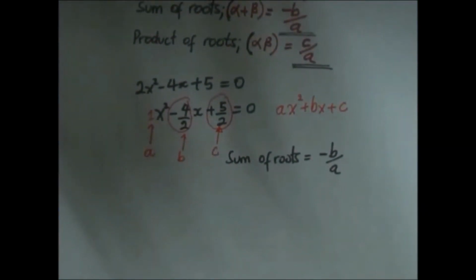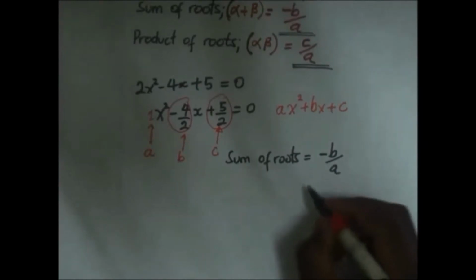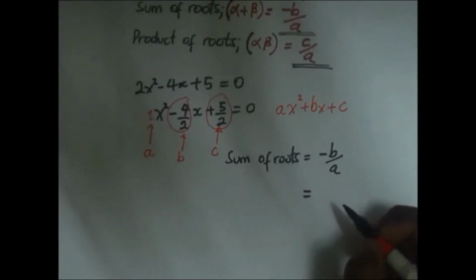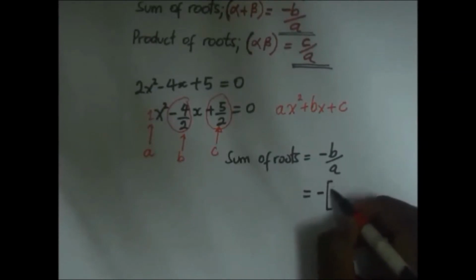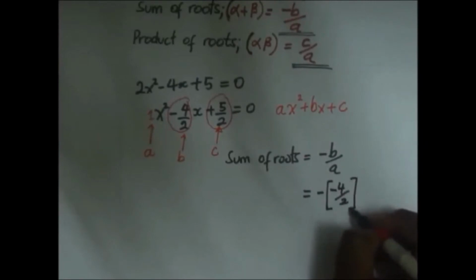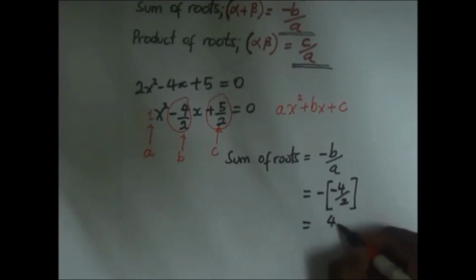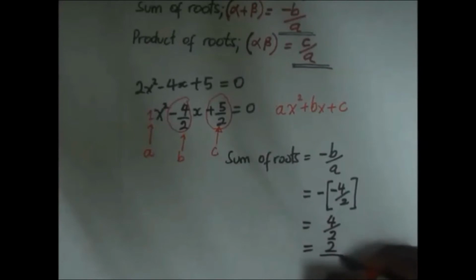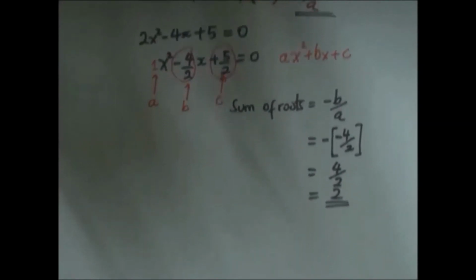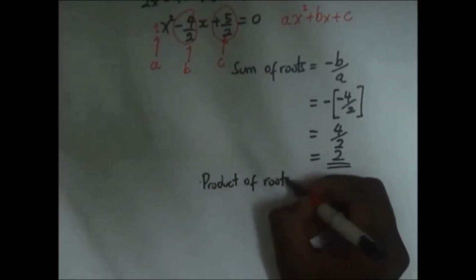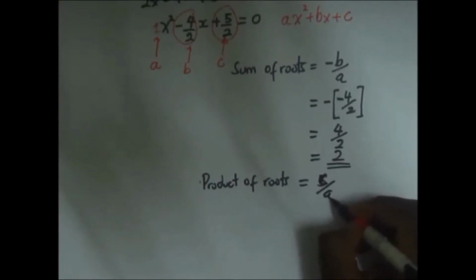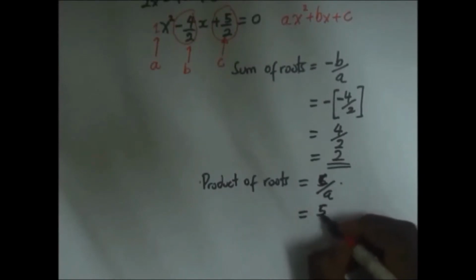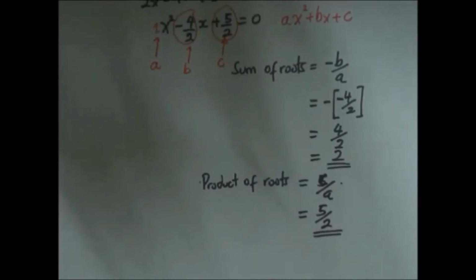That's the sum of roots, negative b over a. So if the sum of the roots is negative b over a, what is our negative b? Our value of b is negative 4 over 2, which is going to give us positive 4 over 2, which is 2. And what about the product of the roots? The product of our roots is going to be c over a, and in this case, it's going to be 5 over 2. That's the product of the roots.